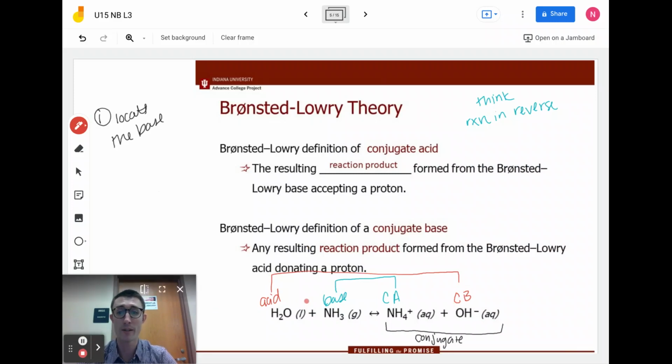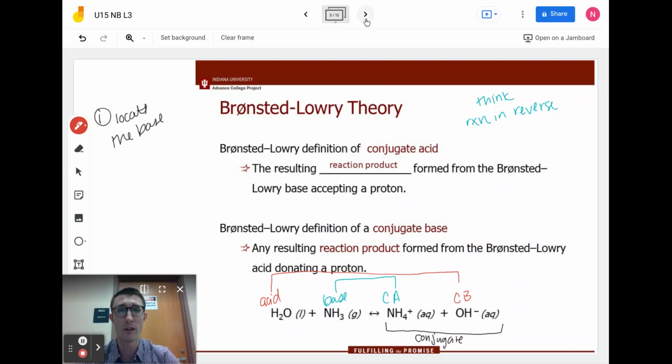So once we find the base, we know what our conjugate acid is, whatever gained the proton. And once we find the acid, we know the conjugate base, it is whatever gave the proton up. So the acid gave it up, and whatever it ended up becoming is the conjugate base. The base accepted it, and whatever it becomes is the conjugate acid.